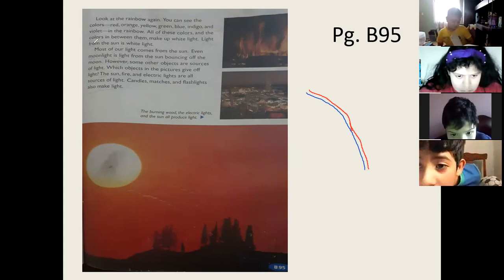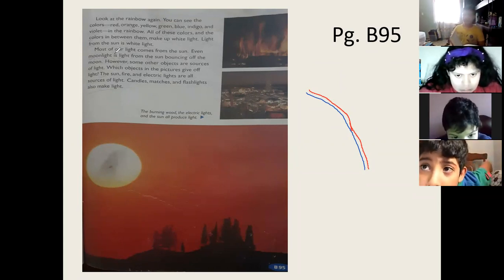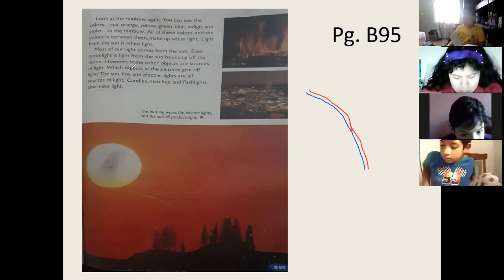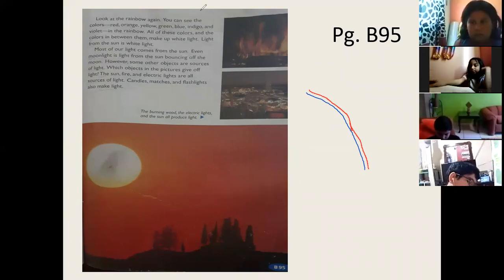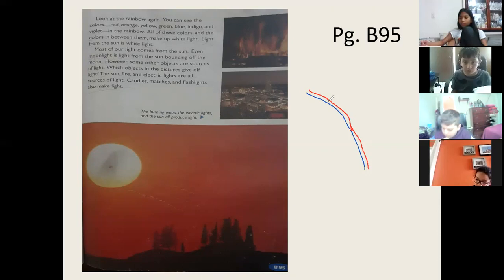Most light from the sun is white light. Most of our light comes from the sun. Even moonlight is light from the sun bouncing off the moon, because the moon is a dark object. It's a dark satellite. The moon is a satellite, but it's not a satellite made by human beings. It's a natural satellite. And it doesn't have light of its own. The light that we can see on the moon is the reflection of the sun. The light bounces on the moon, but actually that light comes from the sun.